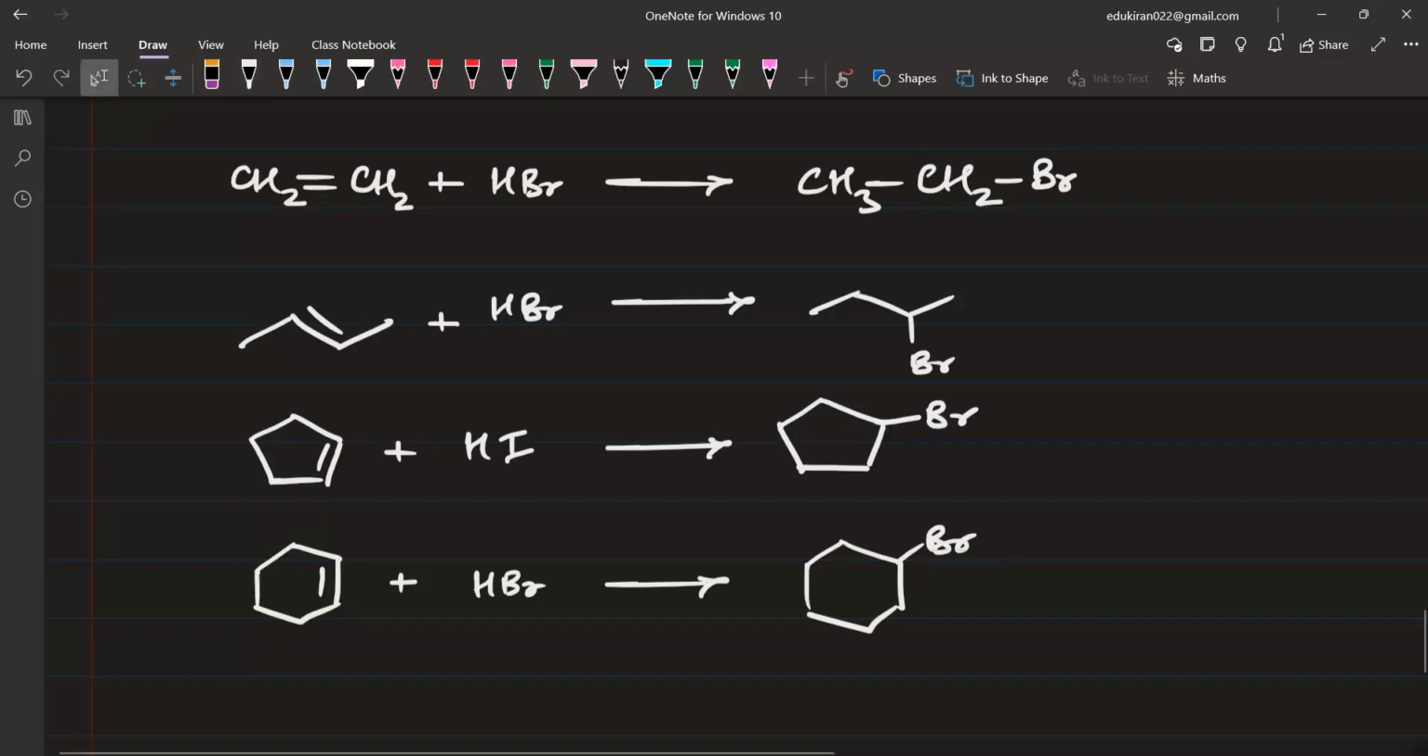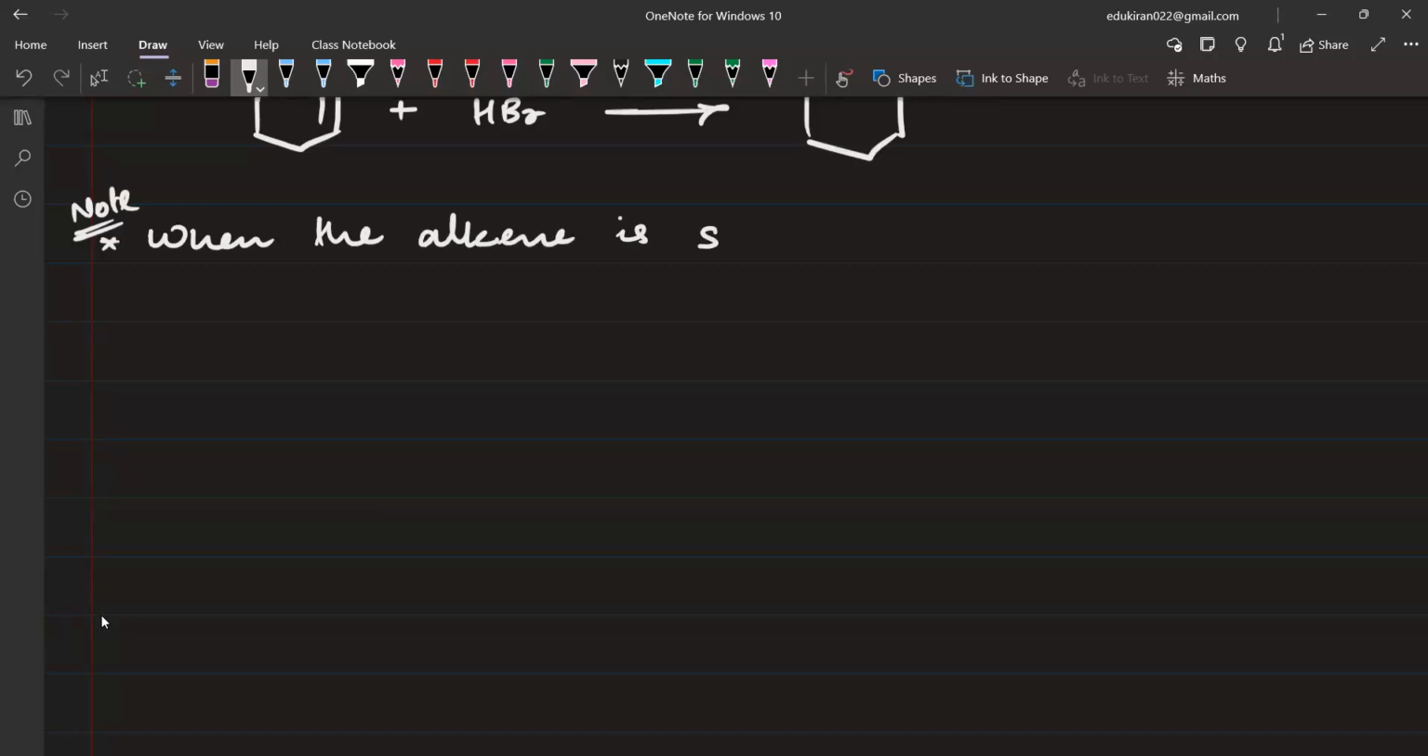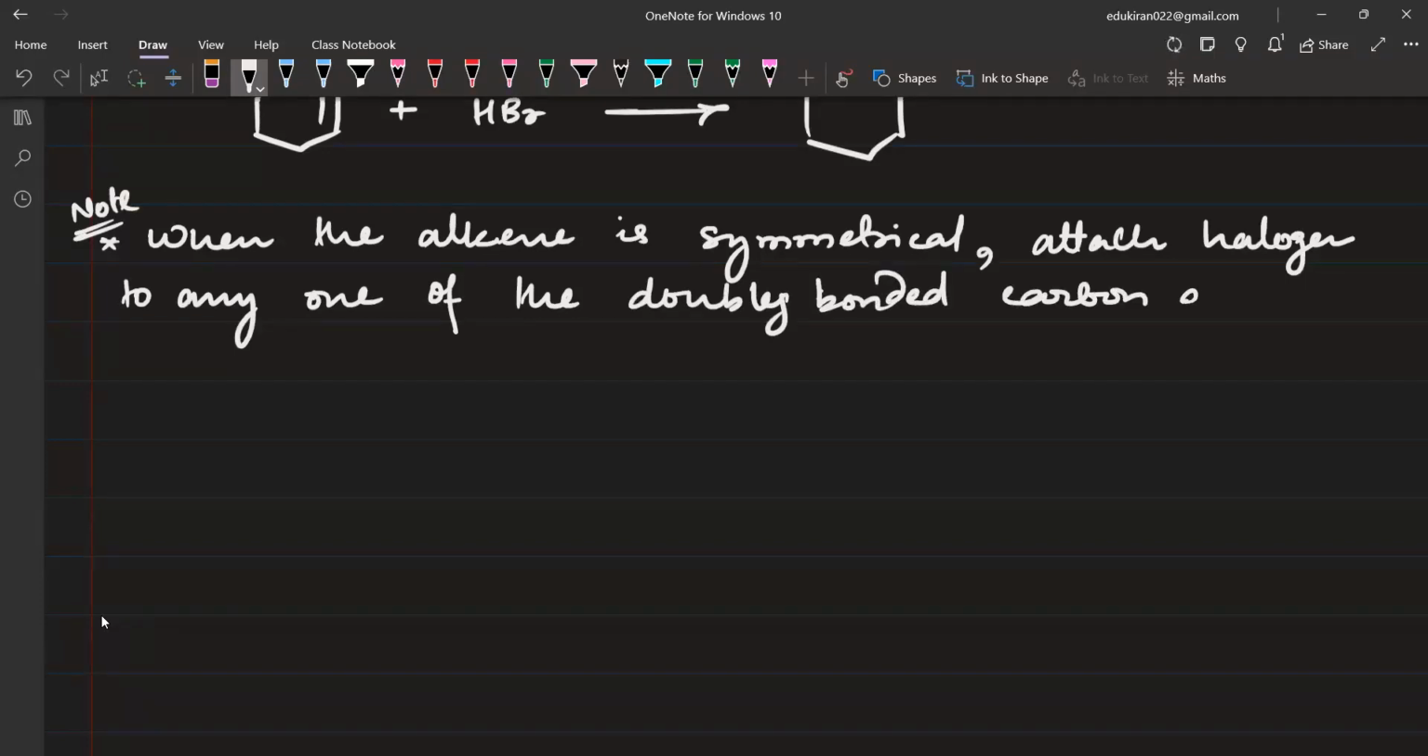Now please write a note about writing this type of products. When the alkene is symmetrical, attach halogen to any one of the doubly bonded carbon atom and the hydrogen on other carbon.